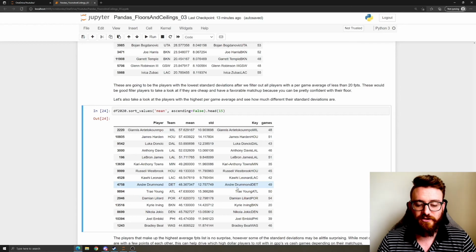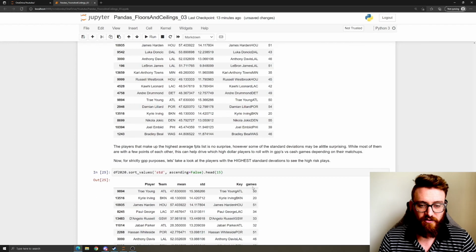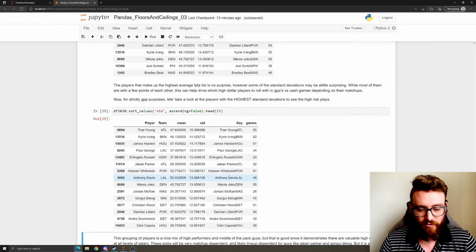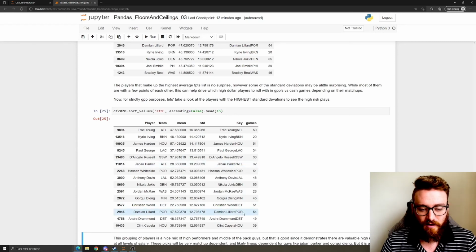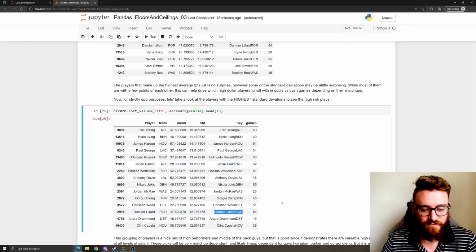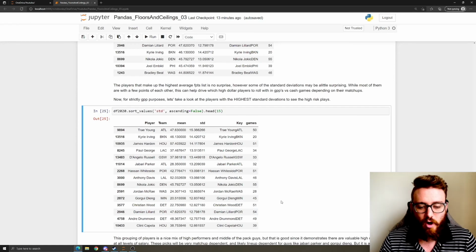And taking a look at the highest standard deviation players on this list, no surprise there for me. These all seem to be very inconsistent players as far as we're concerned for this data set. Damian Lillard is probably the only one that surprises me a little bit. As a small guard, it's a lot harder for him to just always get everything he wants.